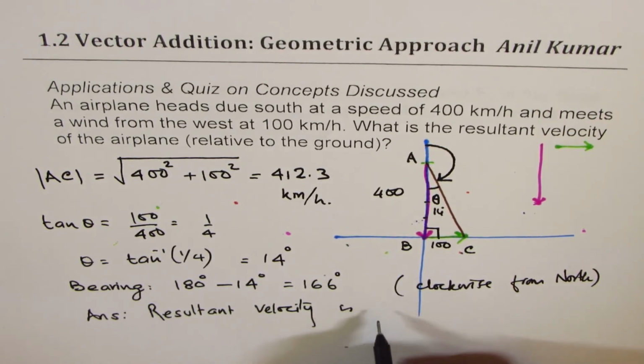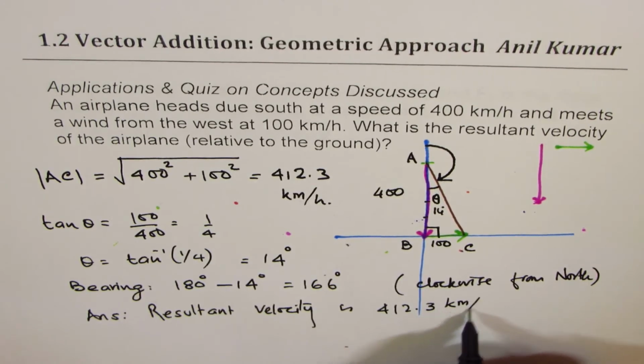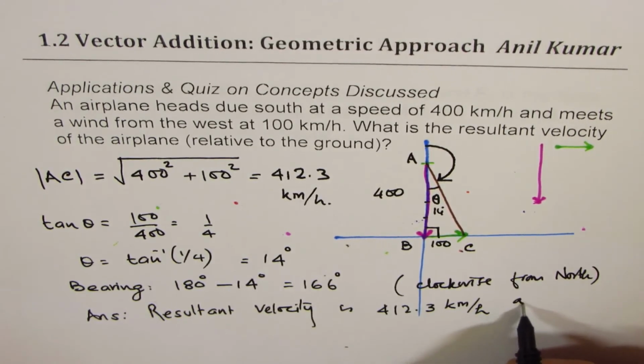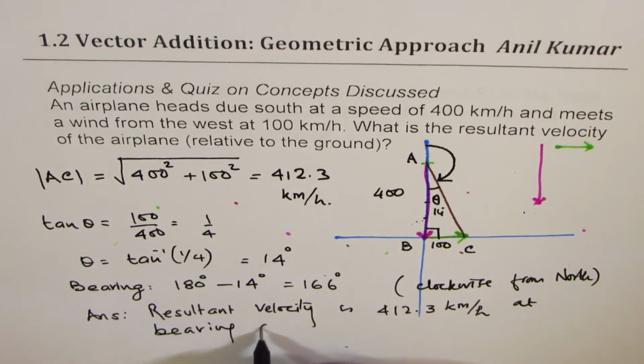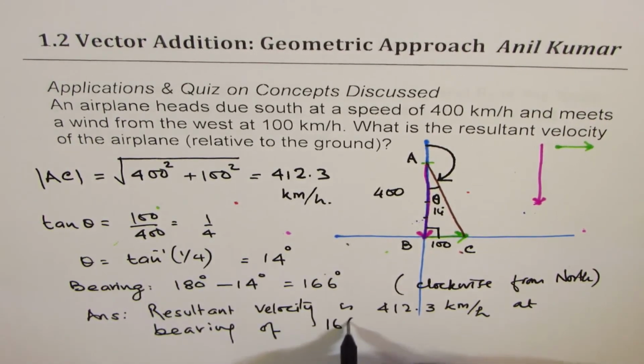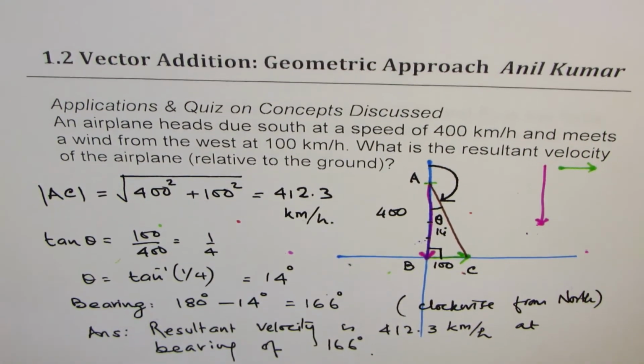So now we can write down the resultant velocity as our answer. Is 412.3 kilometers per hour at bearing of 166 degrees. Do you see that? So that becomes the solution for the given question. So I hope all the steps are absolutely clear. Okay. So let's take the next example now.